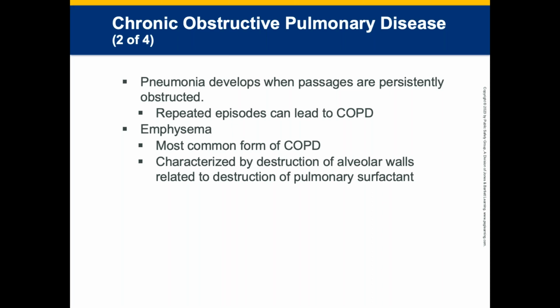Or emphysema, which is the most common form of COPD. These are the patients that have increased AP diameter and that dry cough, which is characterized by destruction of the alveolar walls related to destruction of the pulmonary surfactant. Therefore, we start having alveolar collapse, or we'll talk about blebs in a little bit. Another one would be large holes, which are left in the lungs that resemble air pockets or cavities. This is an irreversible condition.